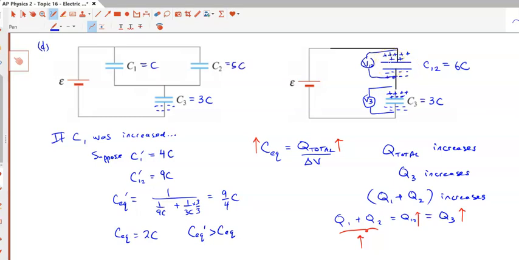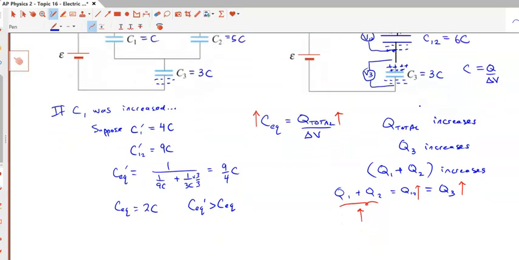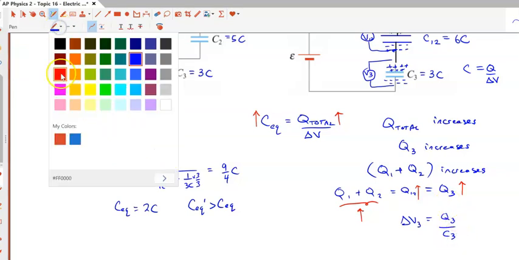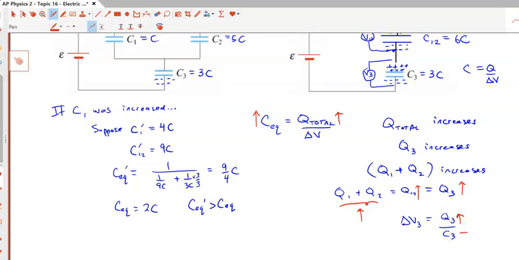So if you recall, capacitance equals charge over voltage. The capacitance 3 hasn't changed at all. But we know its charge has changed, right? Because the total charge of the circuit has increased. So the voltage 3 is equal to charge 3, right, divided by capacitance 3. But charge 3 has increased while the capacitance has remained constant, right? So therefore, voltage 3 has increased. We have an increase in the voltage.